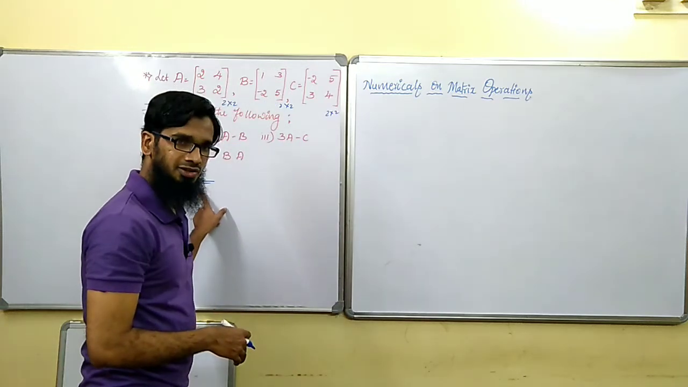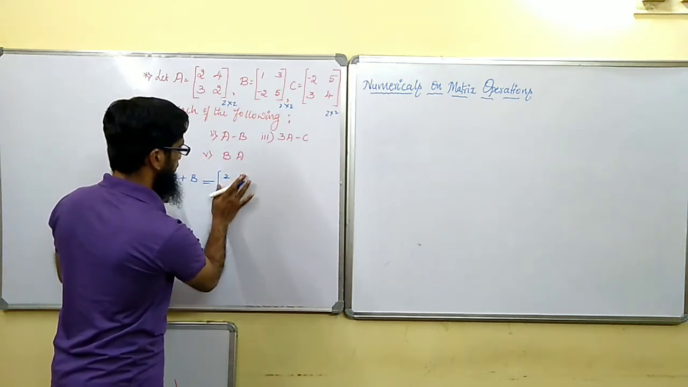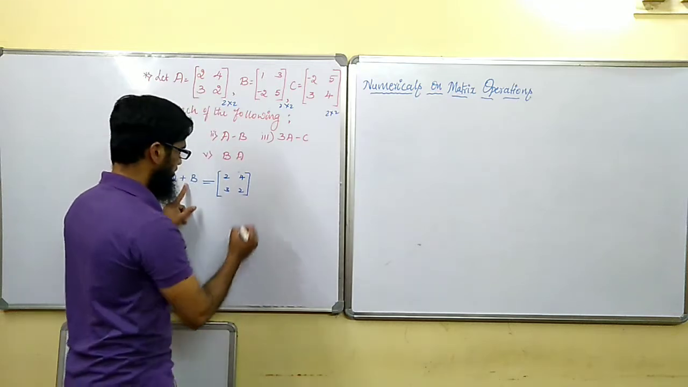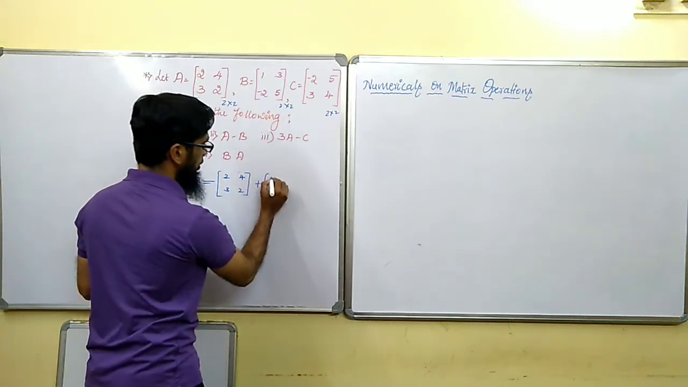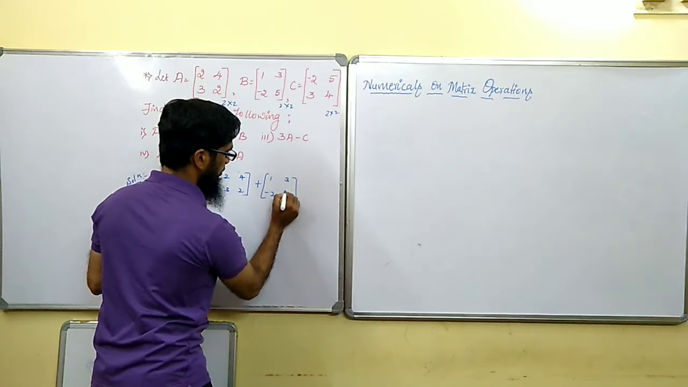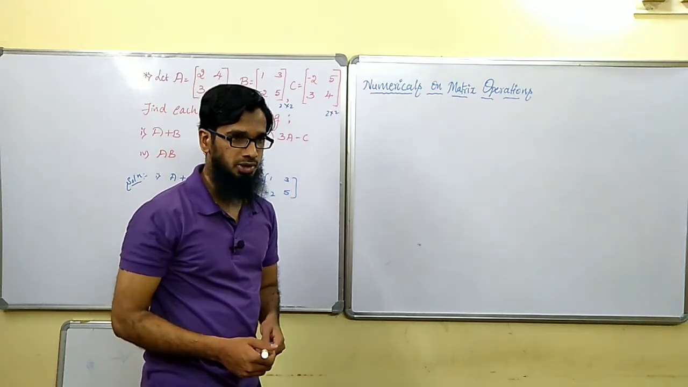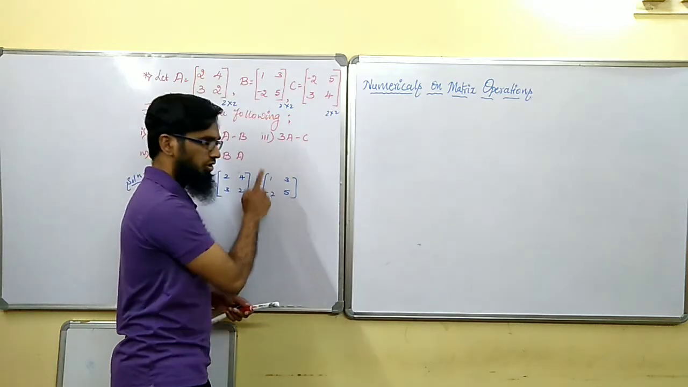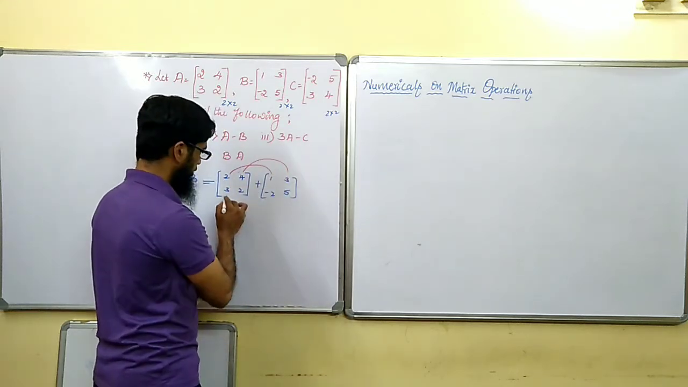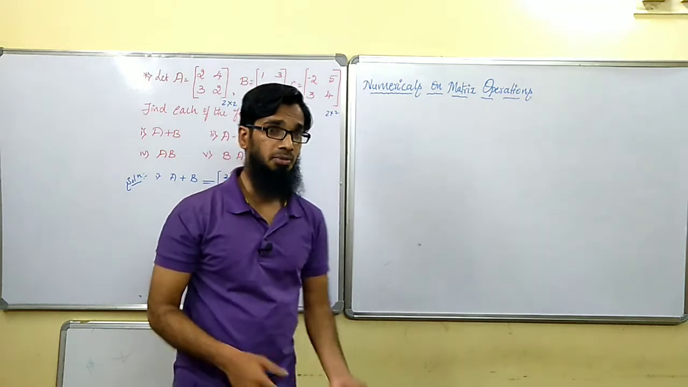The first thing is matrix addition, A plus B. Matrix A is 2, 4, 3, 2, and matrix B is 1, 3, minus 2, 5. How to add these matrices? The basic concept is that in matrix addition we have to add the corresponding elements of the matrices. That means we add this 2 with 1, this 4 with 3, this 3 with minus 2, and this 2 with 5. This is how we do the matrix addition.